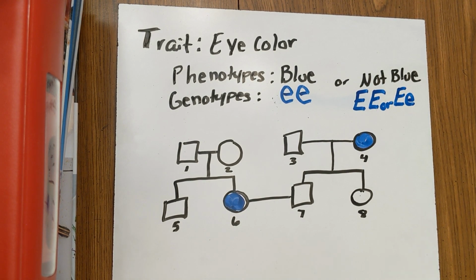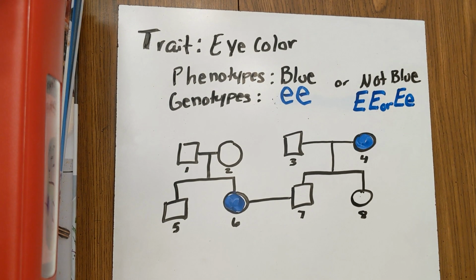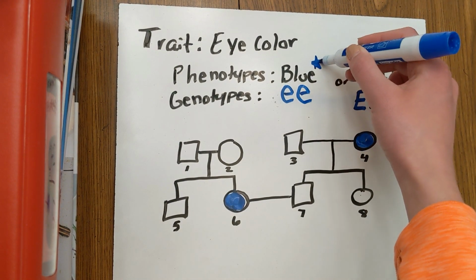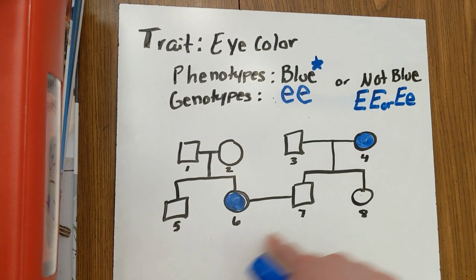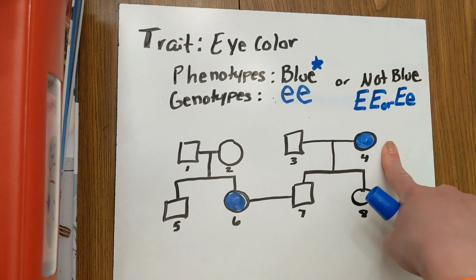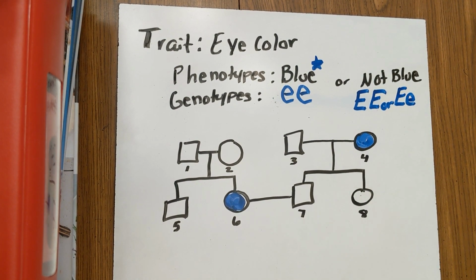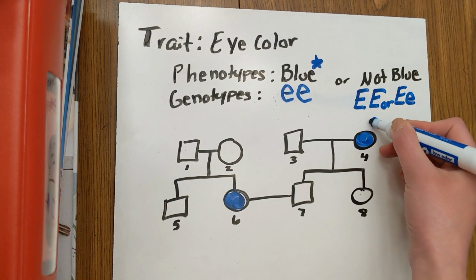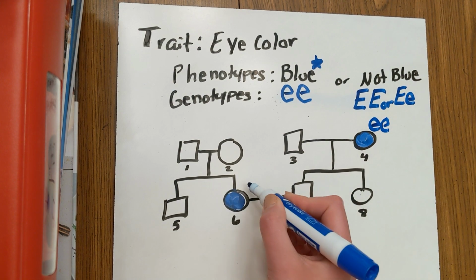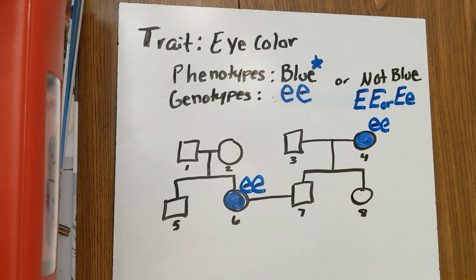So on a family tree, we shade the people who we are interested in their phenotype. So in this case, we are interested in people with blue eyes. So number 6 and number 4 have blue eyes. The only way they could possibly have blue eyes is if both parents gave them the little e allele. So both the 4 and 6 have the genotype little e, little e.